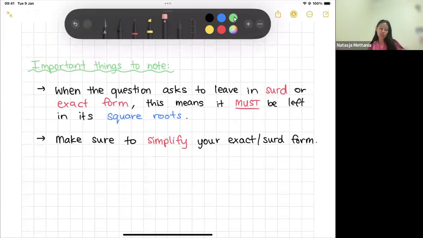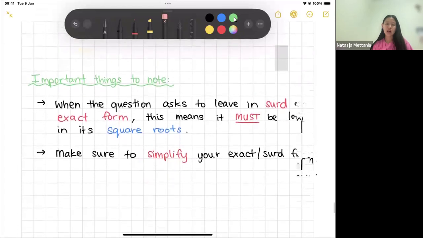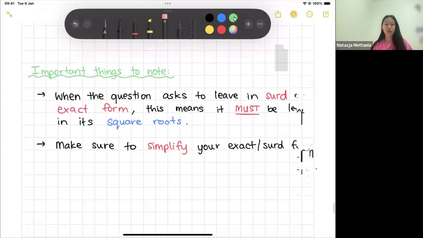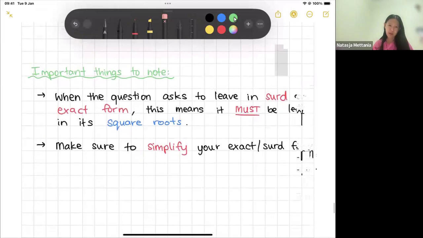All right, important things to note about the quadratic formula. First things first, as with completing the square, some of the questions will ask you to leave it in surd or exact form. When they ask you for surd or exact form, this means you must leave it in its square root. If you've done completing the square, you'll be fine with this. Another thing is that you need to make sure that you simplify your exact or surd form. You did it in completing the square, but we're going to look into it again here.